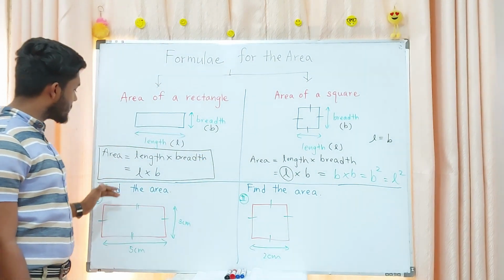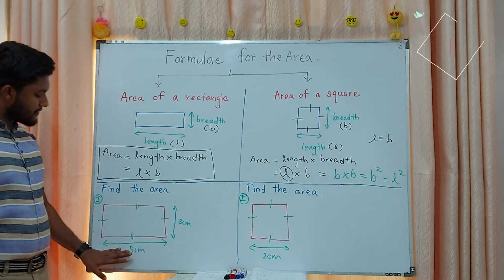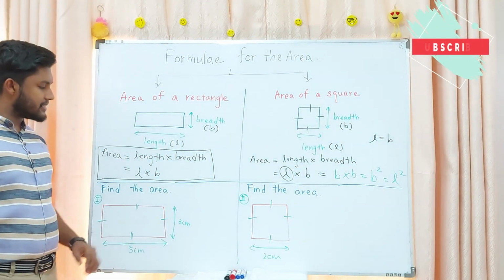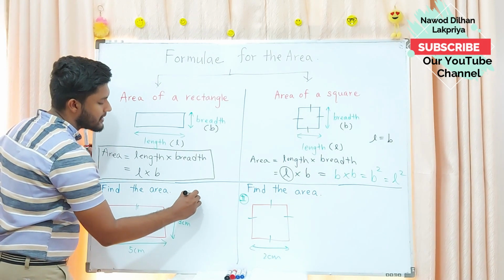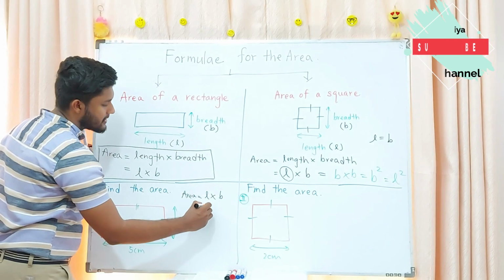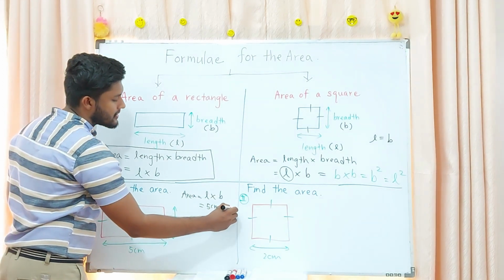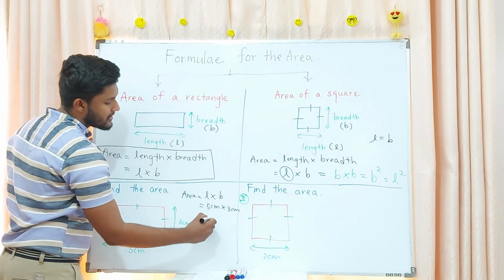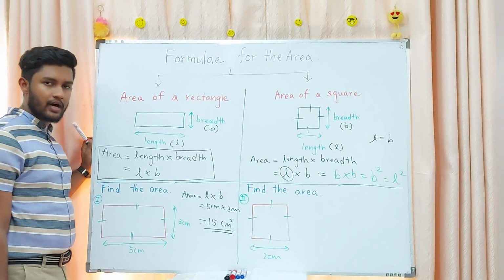Then when we move on to the examples, find the area of this rectangle, right? 5 centimeters length, 3 centimeters breadth. Then area can be calculated by length into breadth. What is the length? 5 centimeters into breadth is 3 centimeters. Then 5 into 3, 15. What is the unit? Centimeters squared.